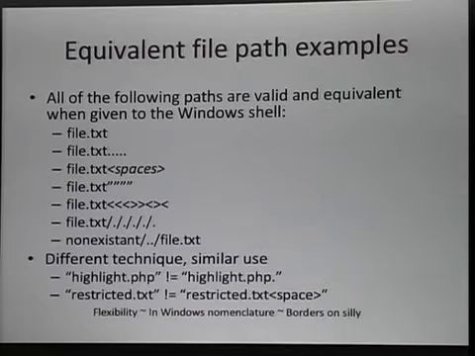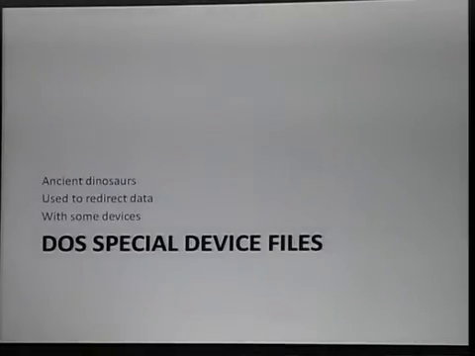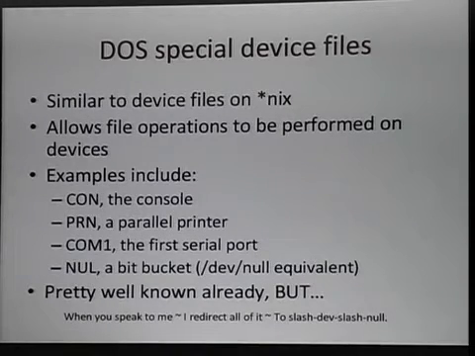But a different technique, but similar use. We're still breaking string-based comparison here. Now, DOS special device files, you guys might be like, well, I know what those are. Basically, they're similar to what you find in the /dev namespace in a Unix file system, and they allow file operations to be performed on devices. But they have names like con and null and prn. And like I said, you probably already know about this, but here are some things that you probably didn't know.